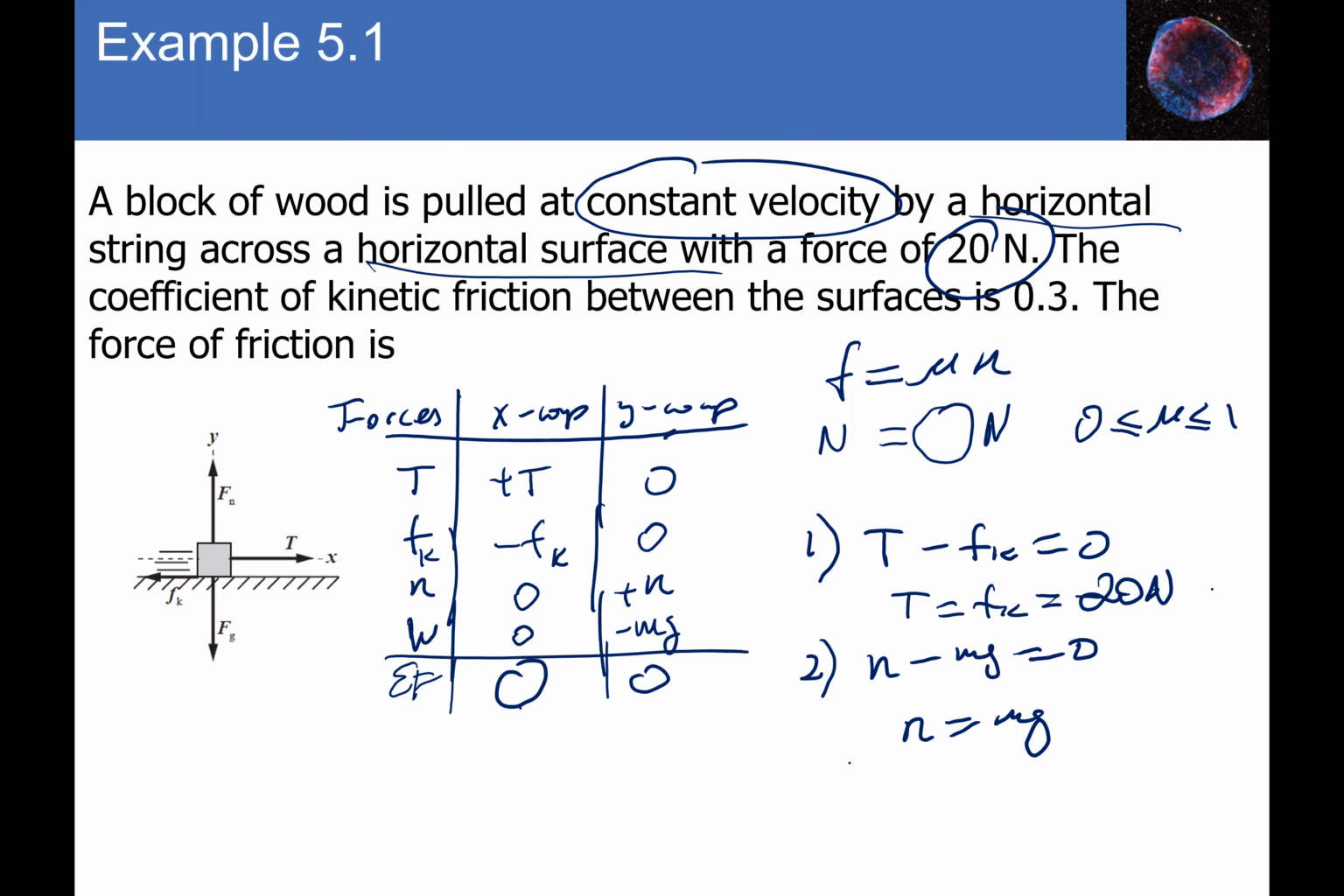That means you can still have equilibrium when you have kinetic friction, but this equilibrium has to be dynamic equilibrium, not static. Static equilibrium only applies when you have static friction. But you can have dynamic equilibrium with kinetic friction, which just means it's moving with constant velocity.